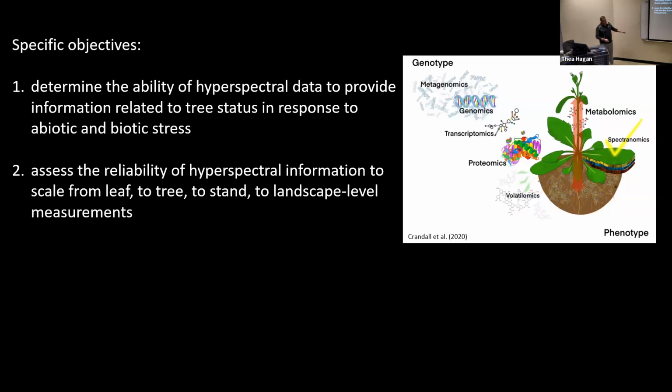So the rest of the talk is going to be going through examples from my students. So we have a couple of larger goals in the lab when it comes to using spectral data in a forest system. One is to see what information we can get from tree chemical and physiological status, right? So we can start to build decision trees about how trees are responding to stress. And the second one is how do we scale these to the tree stand and landscape scale measurements.